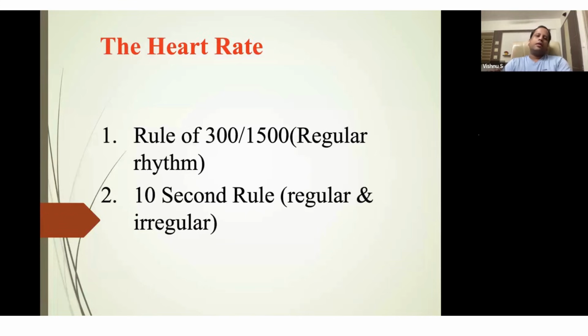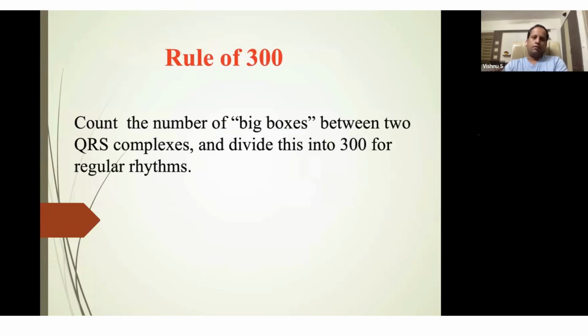Then first you have to find out the heart rate. The heart rate, there are two rules. When it is a regular rhythm, it is easy to find out the heart rate. It's the rule of 300. And then we can find another way. If the rhythm is irregular, or it can be regular also, using a 10-second rule we can find out the heart rate. So the rule of 300 is the easiest. Most of the people use this rule of 300.